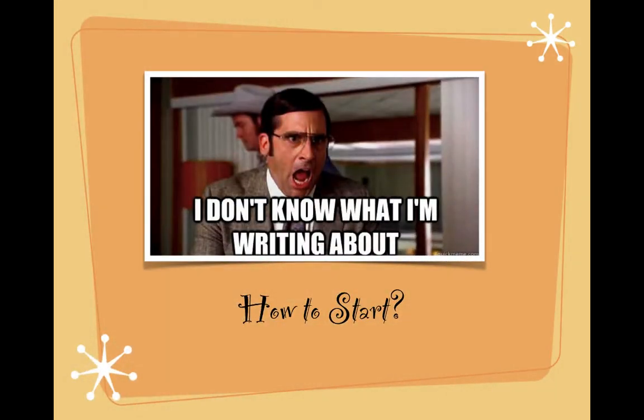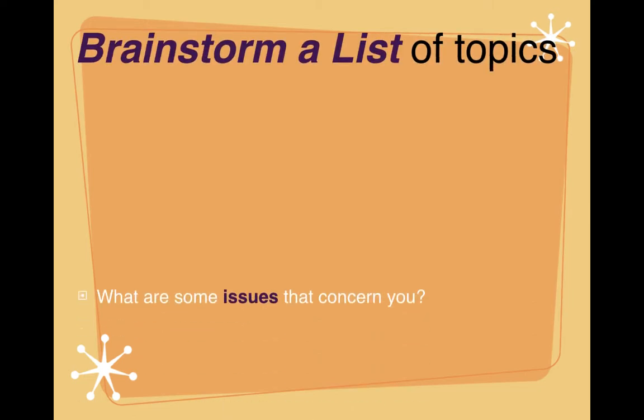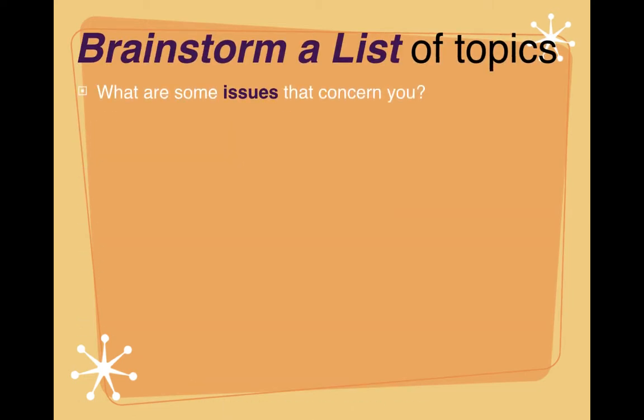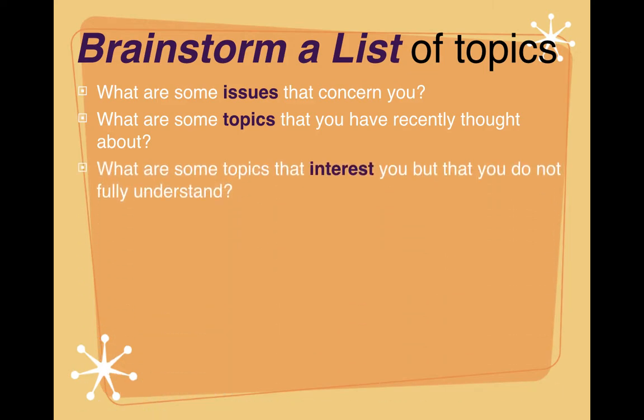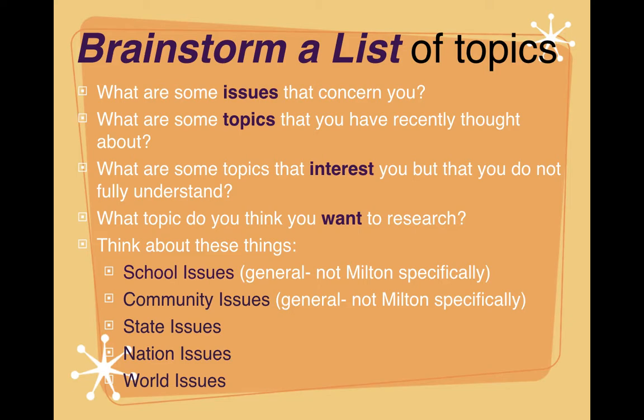So here is how you start. First, what I would do is try to brainstorm a list of topics. You don't have to write them down, but just think about some things that you might be interested in researching. So think about issues that concern you, maybe topics that you've recently thought about, something that interests you that you maybe don't fully understand, maybe a topic that you want to research. You can think about school issues, like general school issues, not Milton specific, but think about persuasive topics with that. Community issues, statewide, what are some popular statewide, controversial, social type issues, nationwide, and even worldly issues.